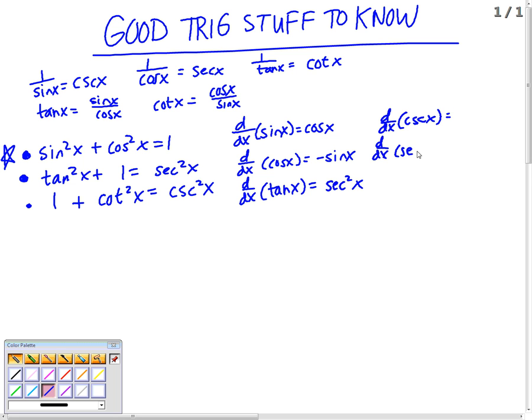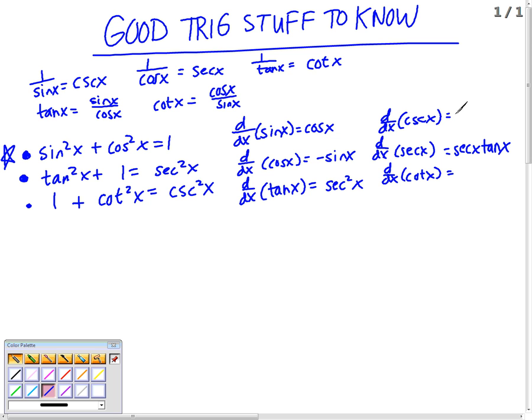Derivative with respect to x, let's do, okay, cosecant, hang on 1 second. What is it? Secant and cotangent. Okay, you may already know these. I sure hope you do. But let me tell you how I remember them. I know these 3 and I know this one. Derivative of secant is secant x tangent x.